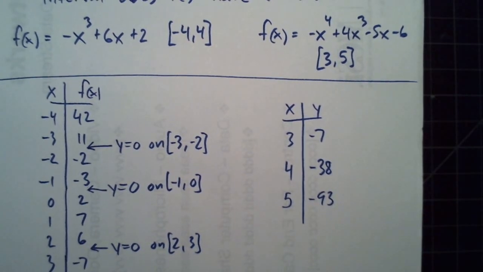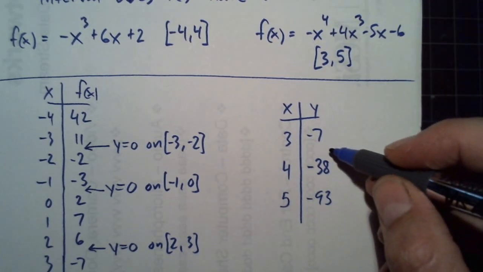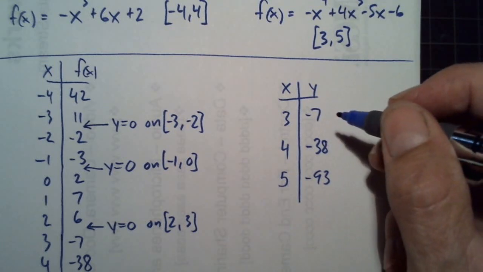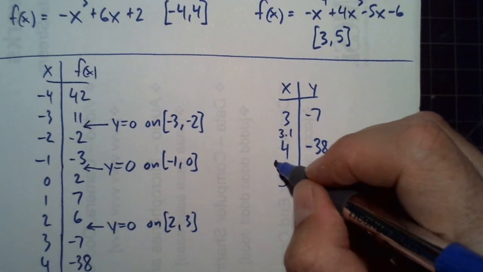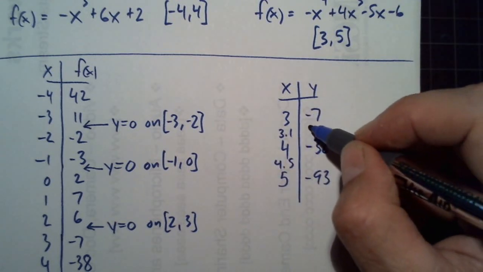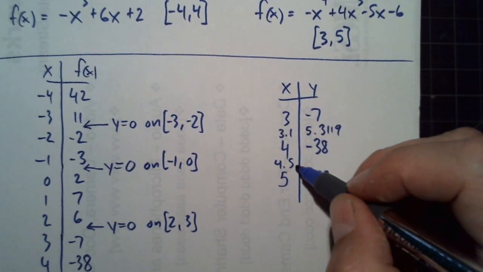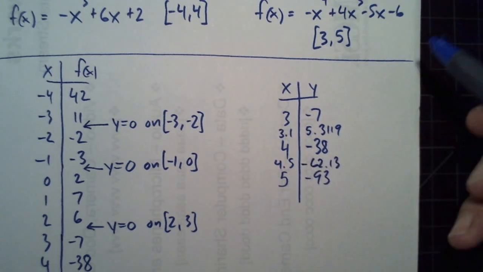All right, and it looks like we can't tell if there are any zeros here. So what we should do is throw in some more values. 3.1 gives us a positive 5.3119, and at 4.5 we get negative 62.13.